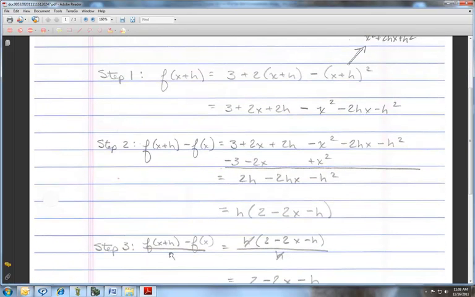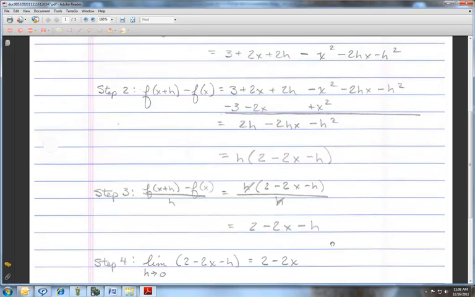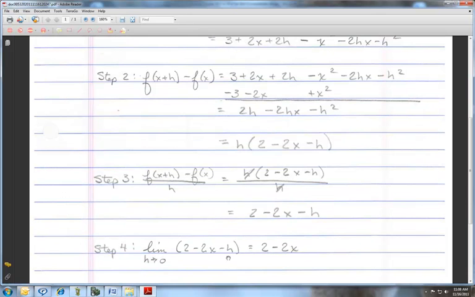Third step, I'm going to divide by h. Divide this prior step by h, and since I've already factored it out, those cancel. I end up with 2 minus 2x minus h. That is what I need to take the limit of. Since there is no division by 0, I can do direct substitution. So when I substitute 0 in, I end up with 2 minus 2x. So that's what's doing the difference quotient and taking the limit of that as h approaches 0.